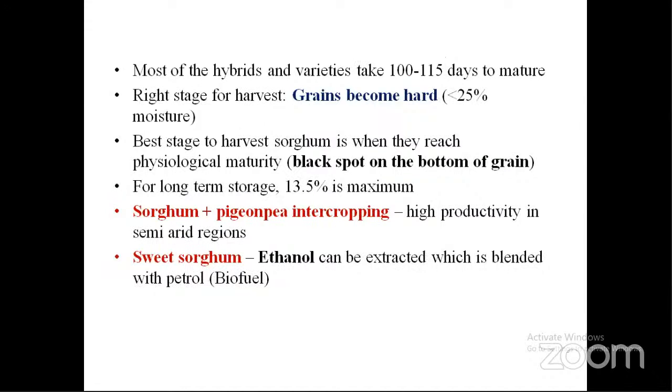Generally, sorghum hybrids and varieties take 100 to 115 days to mature. The right stage for harvest is when grains become hard, that means moisture content should be less than 25%. And the best stage to harvest sorghum is when they reach physiological maturity. We can identify physiological maturity by observing the black spot on the bottom of the grain. If that black spot develops on the bottom of the grain, we can go for harvesting of sorghum. But if we want to store the sorghum grains for the long term, moisture content should be less than 13.5%.